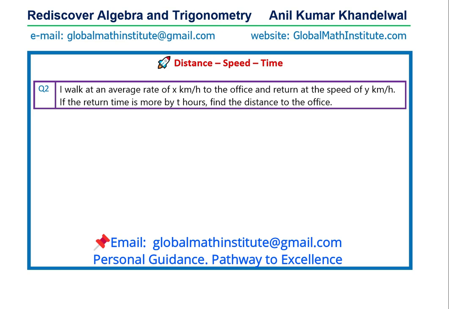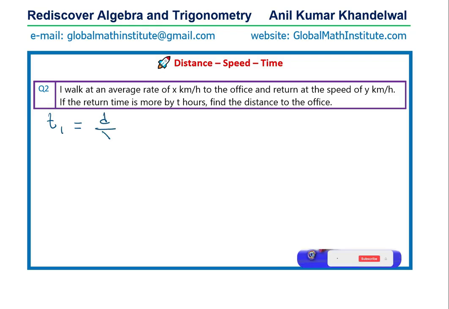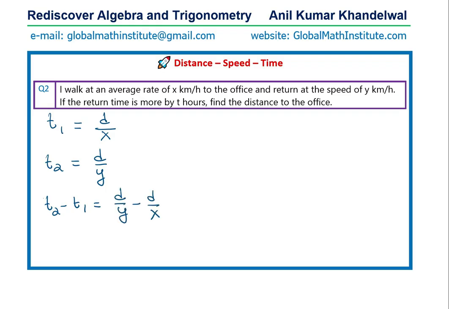So, let's say the two times are what? Let's say t1 is one time. I walk at an average speed of x kilometers, distance is fixed, so it is d over x, and time 2 will be d over y. Difference in time is t2 minus t1, which is d over y minus d over x. Correct. So change in time t2 minus t1, you can take d common and you get 1 over y minus 1 over x. Correct.